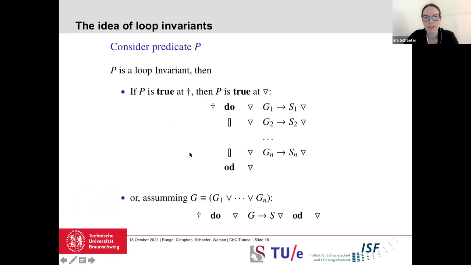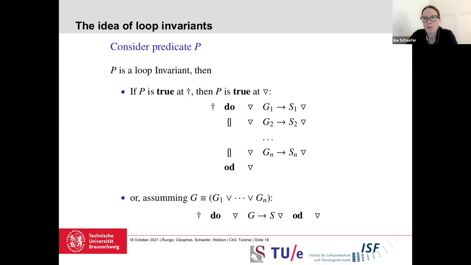Good, now life becomes a little bit more interesting. We are talking about loops and the idea of loop invariance. And as I said, if we want to verify total correctness, or if we want to construct programs that are totally correct, we also have to reason about the loops and loop termination.